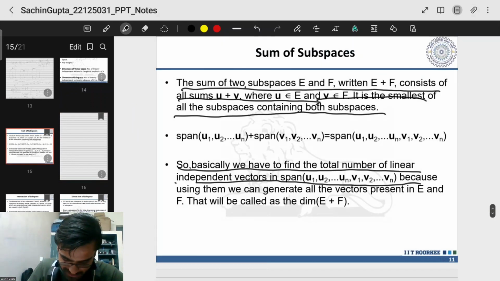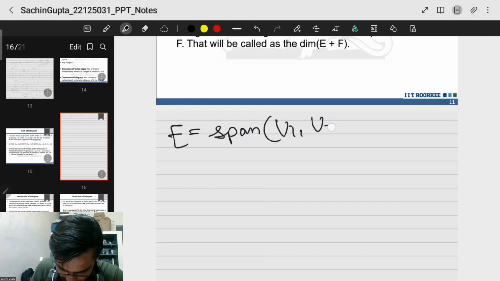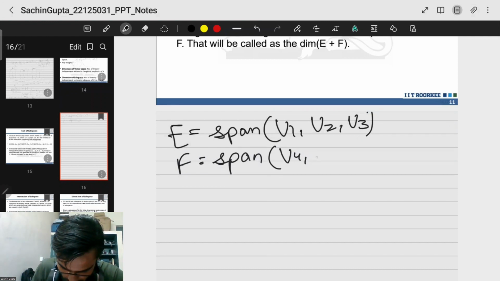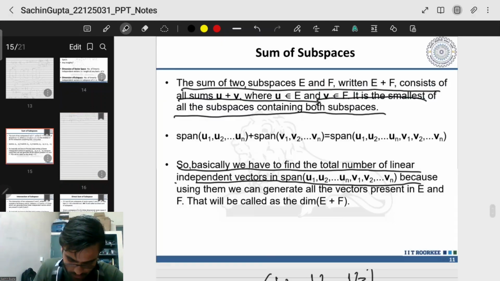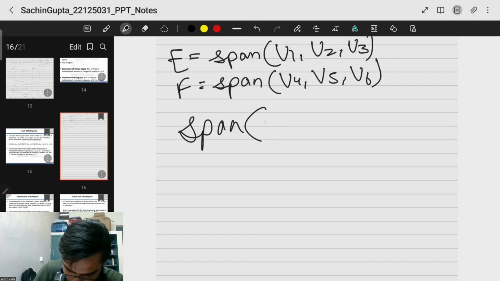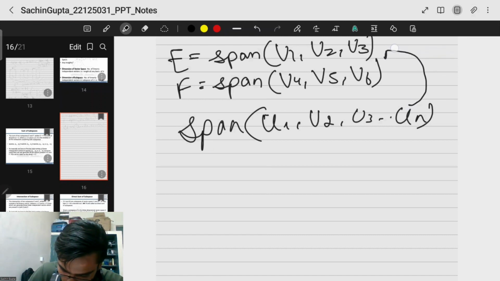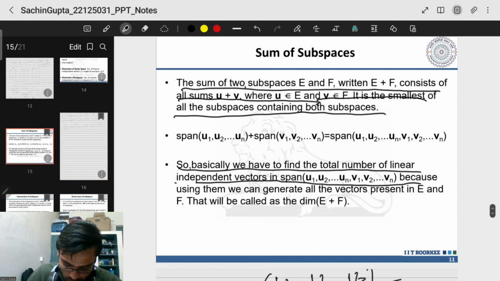I have two subspaces E and F. E contains the span of v1 v2 v3, and F contains the span of u1 u2 u3. So we have to find the sum of the spaces, that is, the span of those vectors. Suppose it is V, the span of u1 u2 u3 up to un. Using them we can form the E subspace and the F subspace, both subspaces together. So we have to find those vectors.